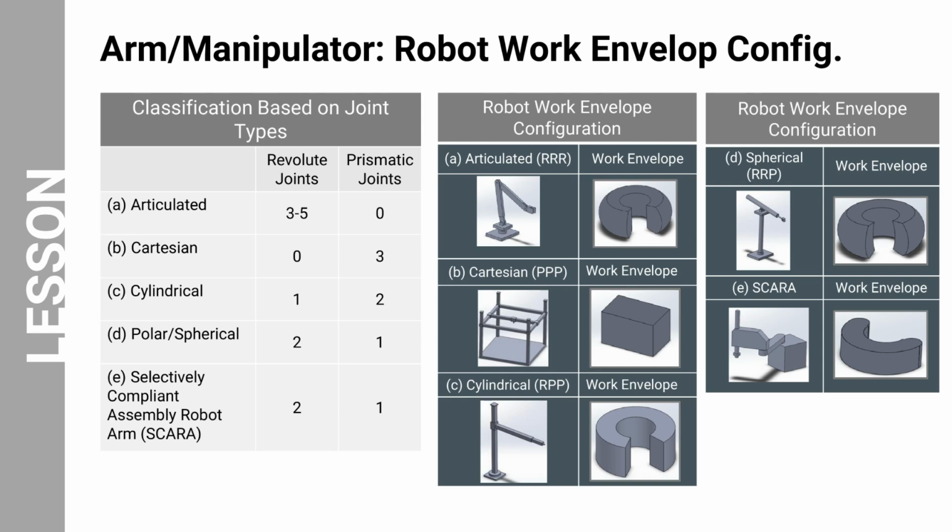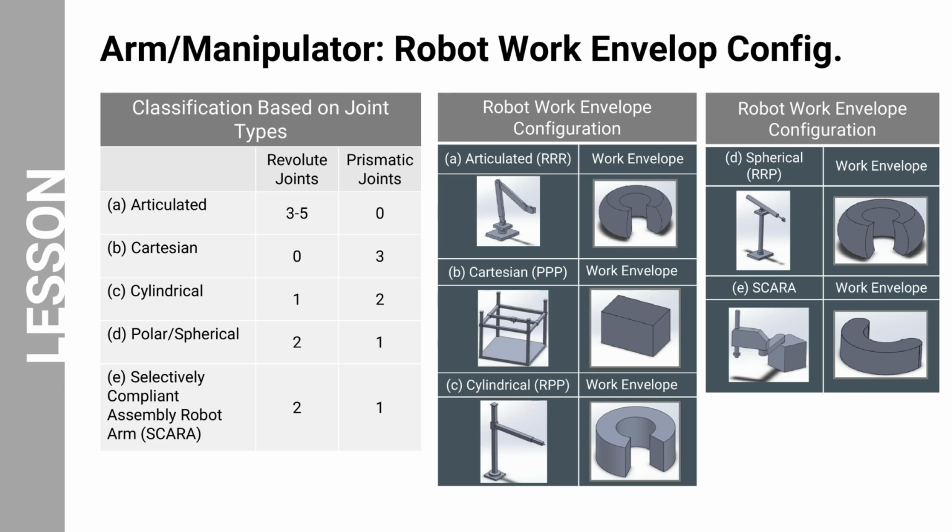Articulated, or RRR. This robot has 3 revolute joints, resulting in a work envelope resembling a donut shape. Cartesian, or PPP. This robot utilizes 3 prismatic joints, leading to a rectangular work envelope. Cylindrical, RPP, or similar. This robot typically includes 1 revolute joint and 2 prismatic joints, resulting in a cylindrical work envelope. The specific joint configuration may differ depending on the robot's construction.